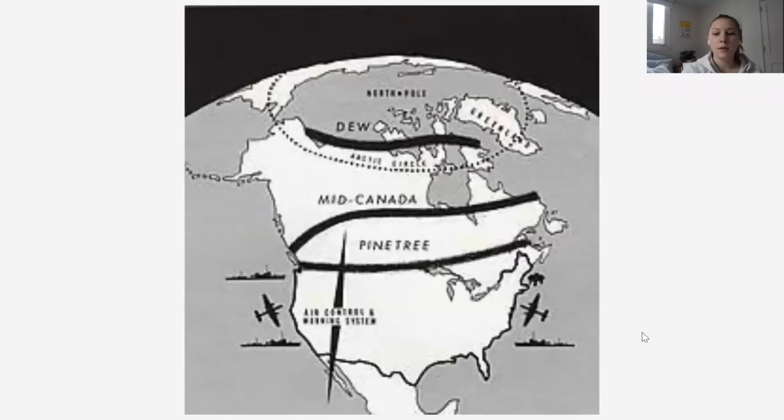The first line that was put in place was the Pine Tree Line. This line was situated between Vancouver Island and Newfoundland. It was effective, but to a certain extent, because it didn't create enough of an early warning to the military.